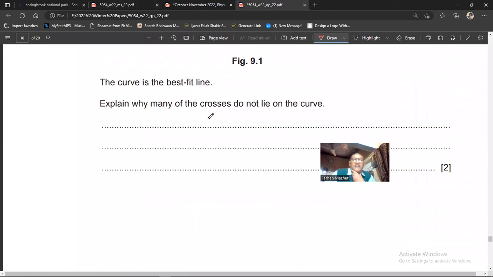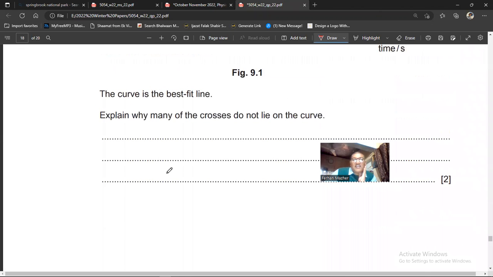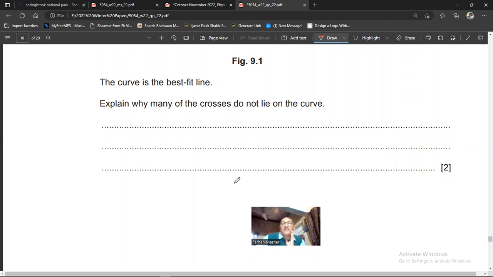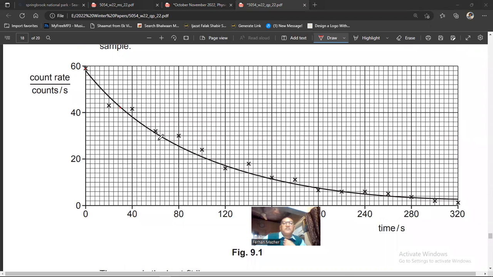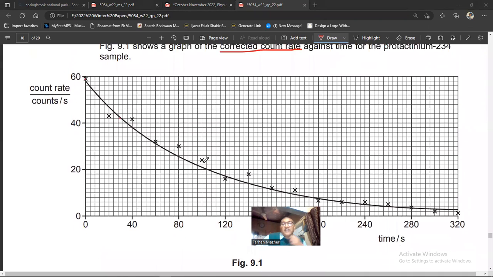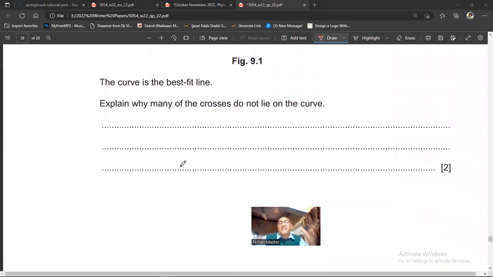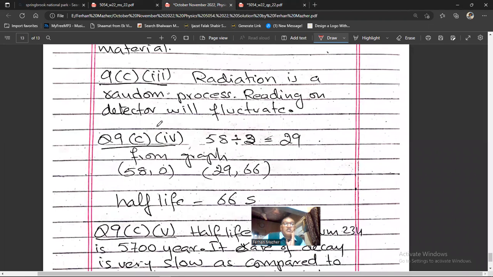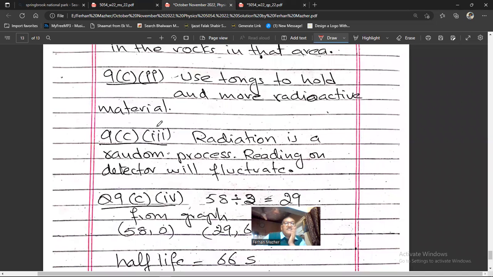Okay, so the curve is the best fit line. Explain why many of the crosses do not lie on the curve. You see, some are above, some are below, okay? The reason is that radiation is a random process. Because it's a random process, every time you take the reading it fluctuates. So the radiation is a random process, the reading on the detector will fluctuate.